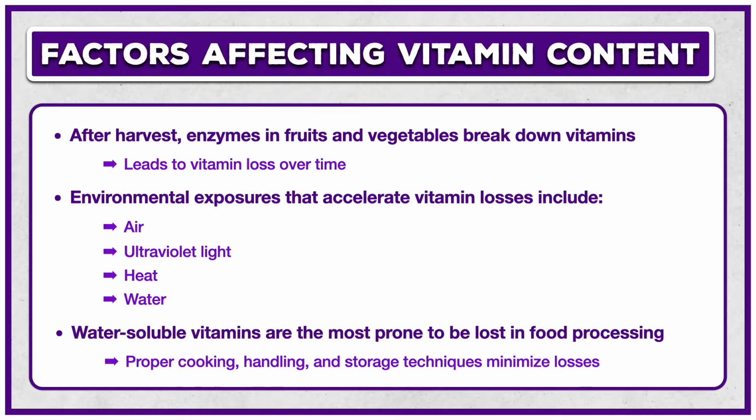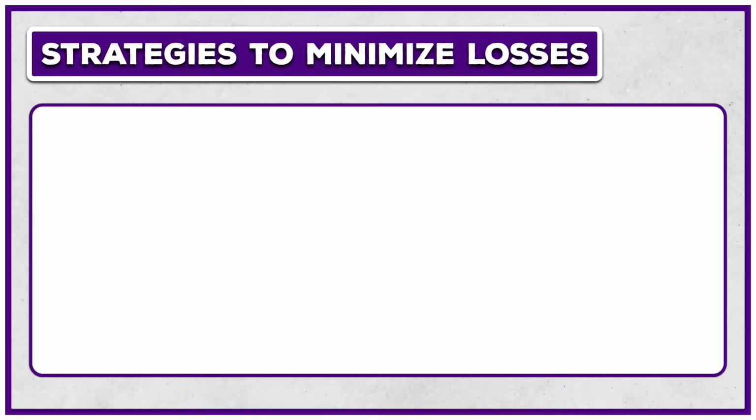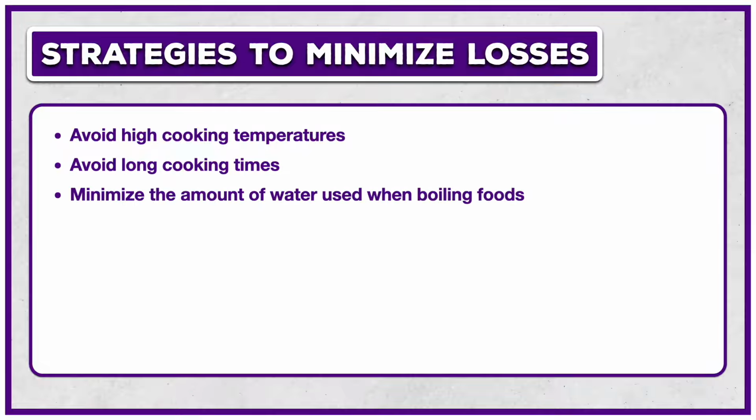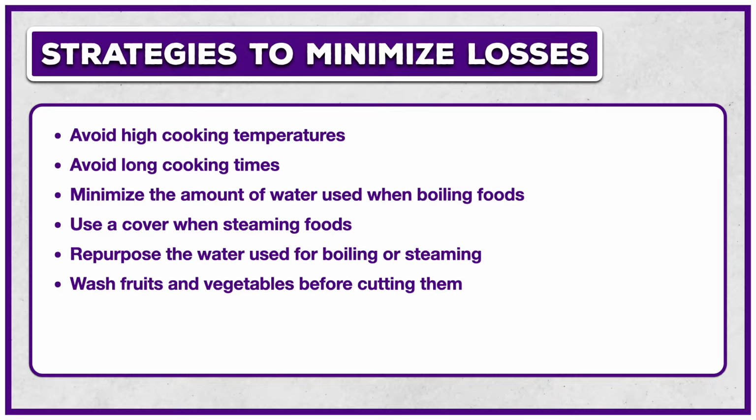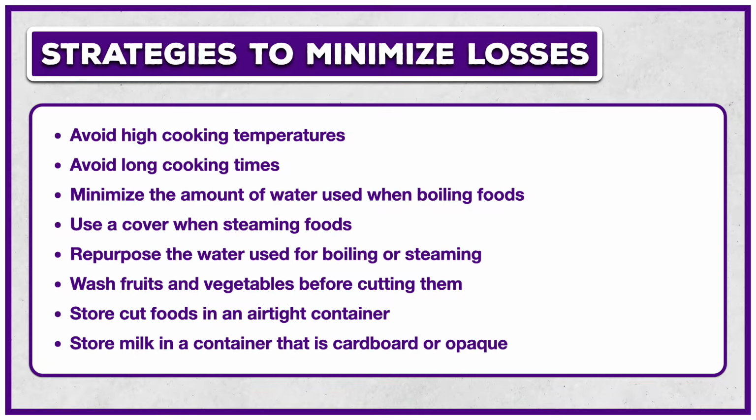Water-soluble vitamins are the most prone to be lost in food processing. Proper cooking, handling, and storage techniques minimize losses. With the environmental exposures that accelerate vitamin losses in mind, strategies to minimize vitamin losses include avoid high cooking temperatures, avoid long cooking times, minimize the amount of water used when boiling foods, use a cover when steaming foods, repurpose the water used for boiling or steaming, wash fruits and vegetables before cutting them, store cut foods in an airtight container, and store milk in a container that is cardboard or opaque.